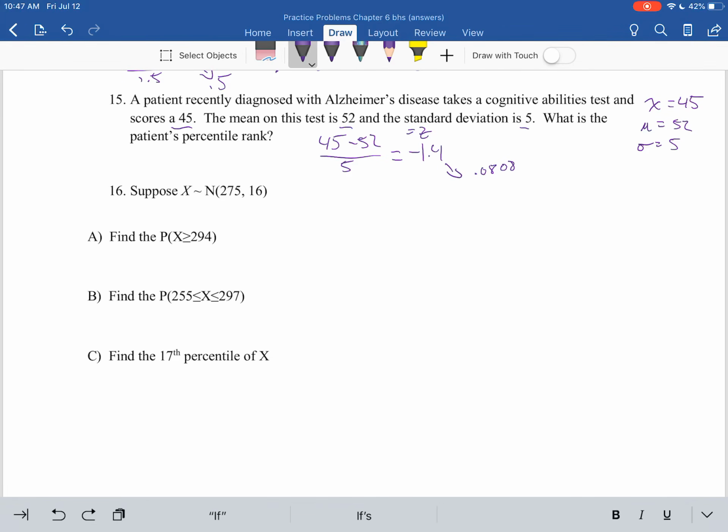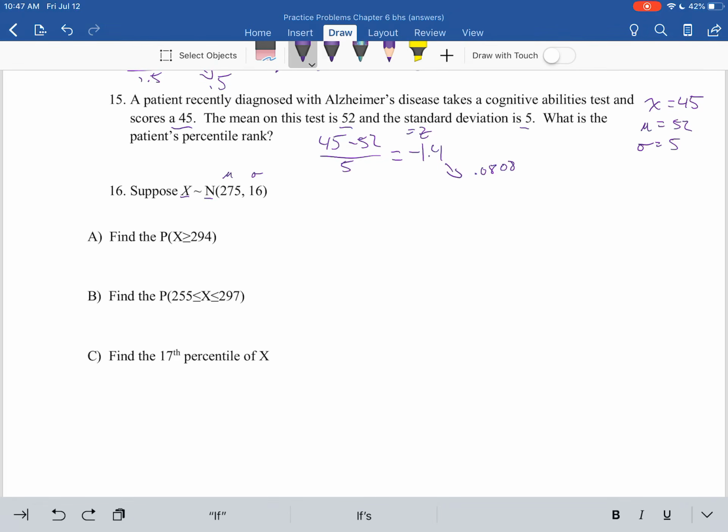Alright, I'm going to try to do this next one a little quicker, just for the value of time. Suppose x is normally distributed with a mean of 275 and a standard deviation of 16. We want to find the probability of x being greater than 294.